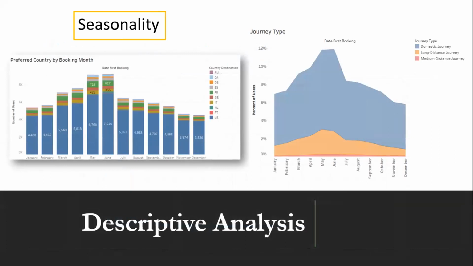Now we see the seasonality trend. This visualization indicates bookings are highest during summer, somewhere around May and June, and slowly decrease during winters. Moreover, international destinations are preferred by users only during summers rather than winters. But when we further analyze the seasonality trend based on journey type, US users prefer to travel within the United States during summers. They also tend to travel long distance, like Europe. But medium distance journeys such as Canada are least preferred throughout the year.